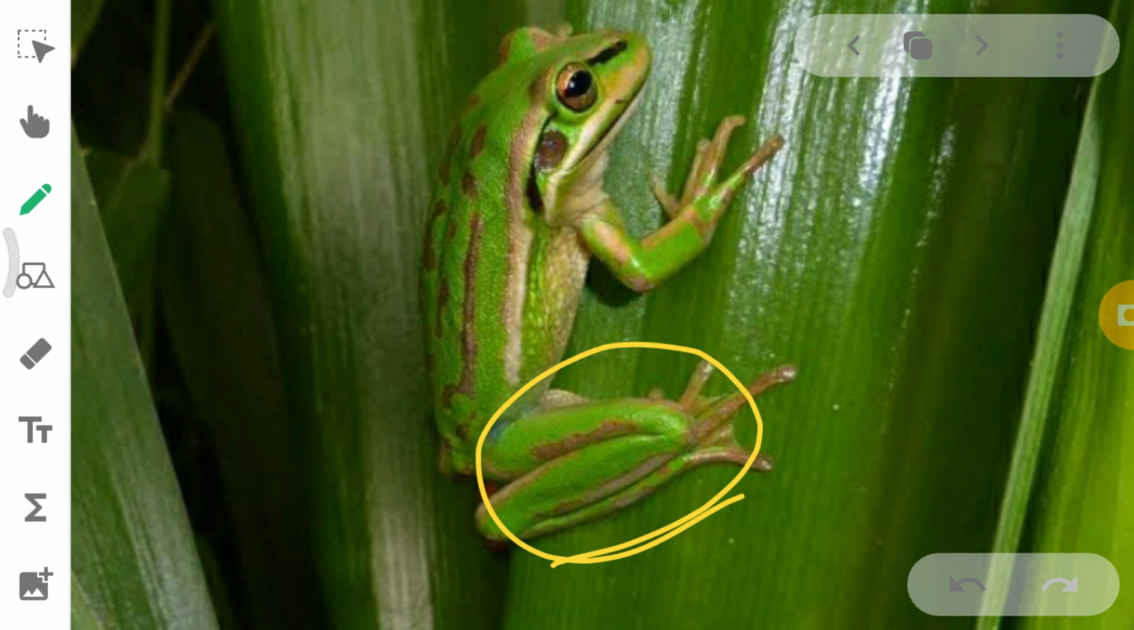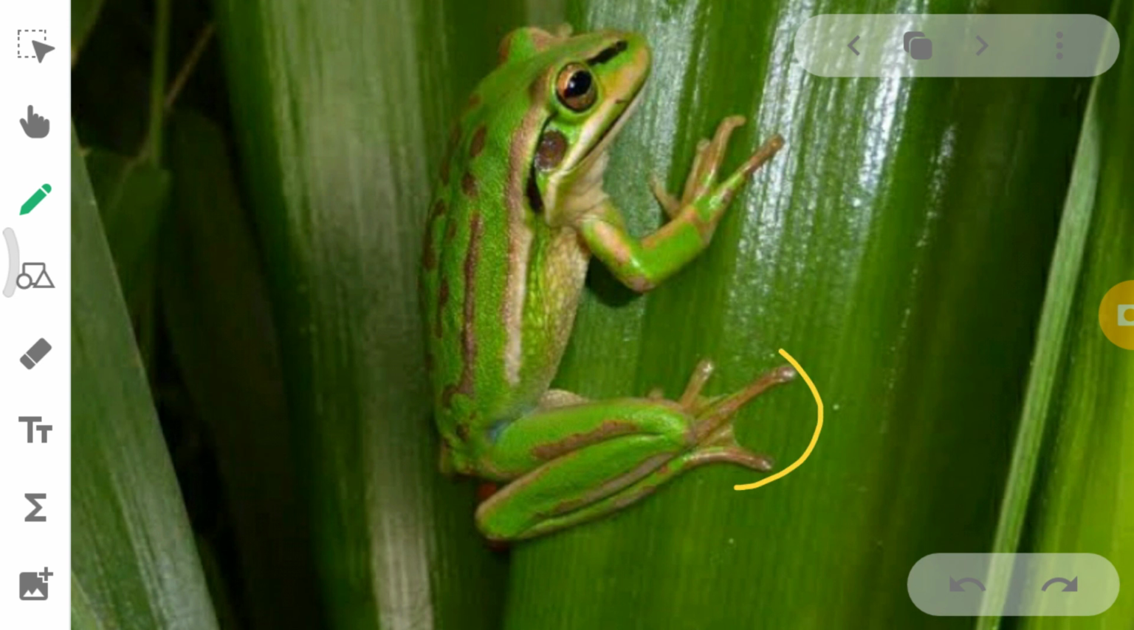So in order to leap, they have very strong back legs. Whereas to swim in the water, these frogs have webbed feet which help them to swim easily in the water.